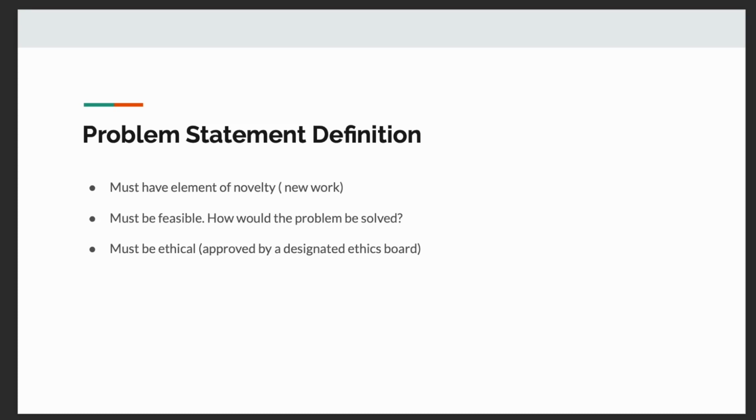So it must also be feasible. The methodology that you propose must be able to, in some sense, give a solution to the problem that you're trying to solve. And the methods that you use should also be ethical. It should not harm anyone or anything, and should be approved by a designated ethics board.